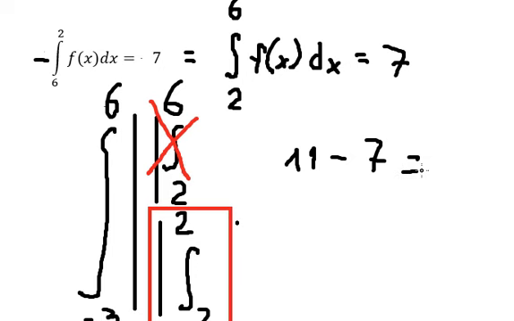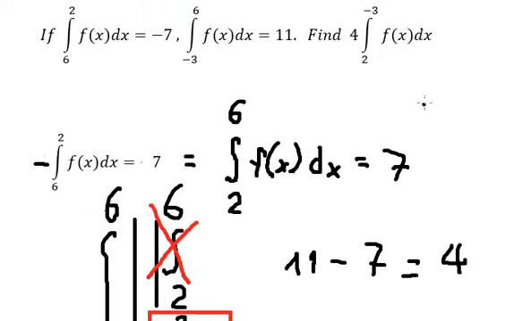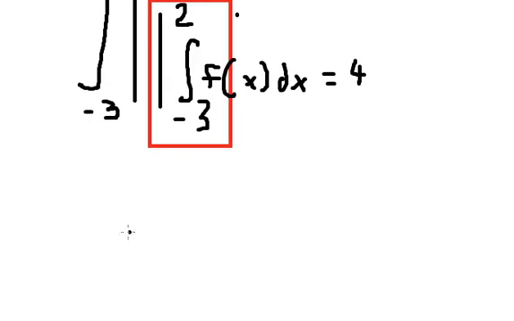So we calculate this one, and we have number 4. So the integration from negative number 3 to number 2 is number 4. However, they just concentrate on the integration from number 2 to negative number 3. So we put the negative for both sides.